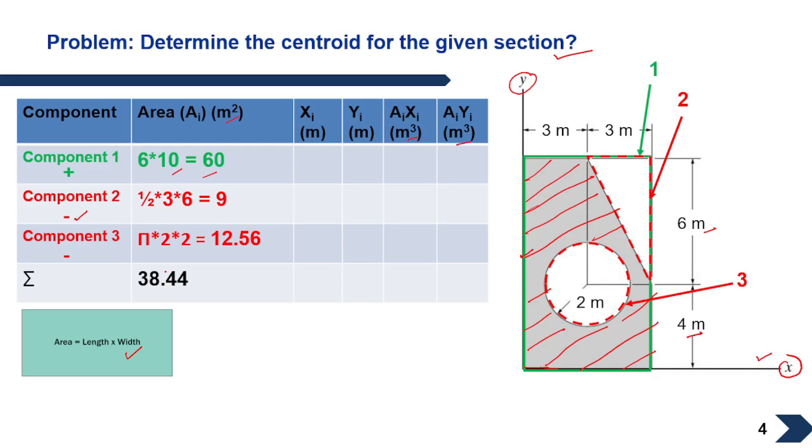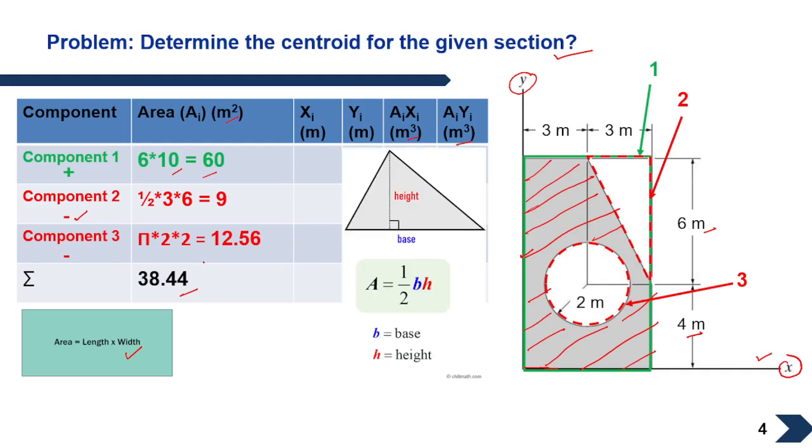Okay, and then at the end I have done the summation. The second component is triangle. The formula to find the area of a triangle is half base into height. In this case we have 1 by 2.